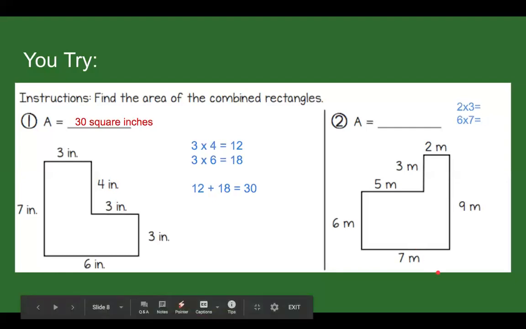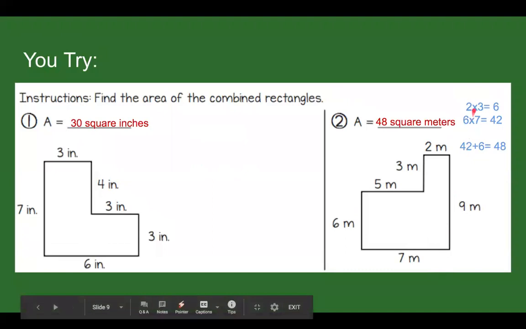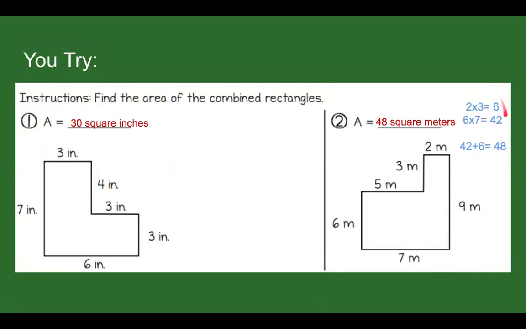All right, so you should have done 2 times 3 and 6 times 7 and then added those together. So I got 2 times 3 equals 6, 6 times 7 equals 42, and then I combined them. 6 plus 42 equals 48. So my final answer should be 48 square meters.